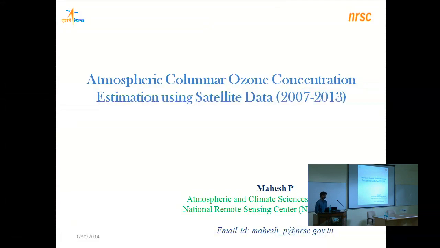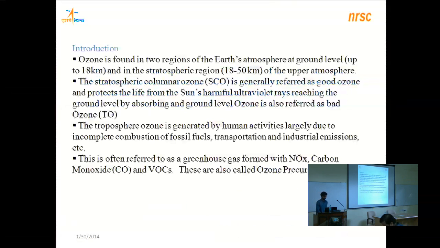Good afternoon, ma'am. I'm going to talk on atmospheric column ozone concentration estimation using satellite data from 2007 to 2013. As we all know, ozone is found in two different layers: from the surface to 15 to 18 kilometers is tropospheric ozone, and from 18 to 50 kilometers is stratospheric ozone. The stratospheric column is generally referred to as good ozone, and it protects life from the sun's harmful ultraviolet radiation.